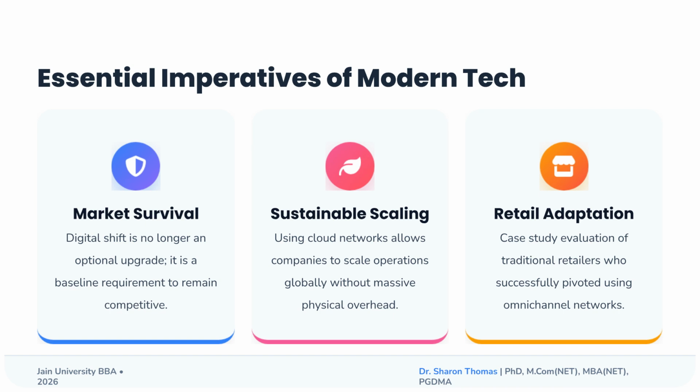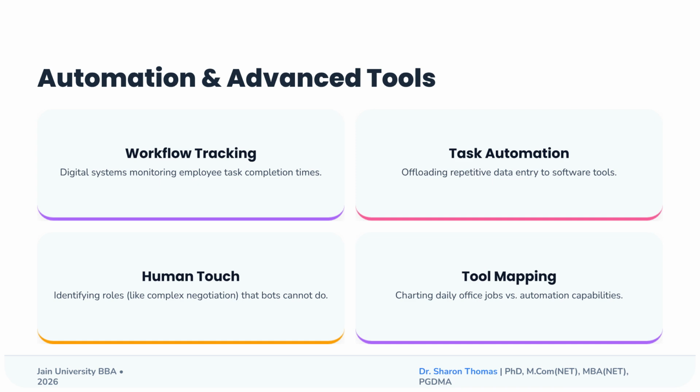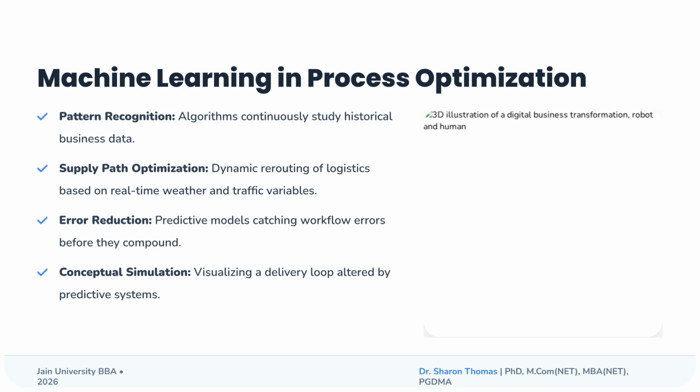Modern imperatives for success include treating the digital shift as a baseline requirement, scaling globally with cloud networks, and embracing omnichannel retail. Looking at 2026, key trends include placing AI at the business core, removing departmental silos via horizontal networks, and maintaining high data quality. Automation tools like workflow trackers are vital, but successful leaders must also identify where the human touch remains irreplaceable. Machine learning optimizes processes through pattern recognition, dynamic logistics rerouting, and predictive models that catch errors before they escalate.